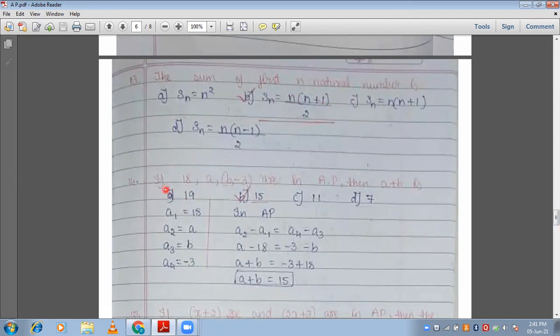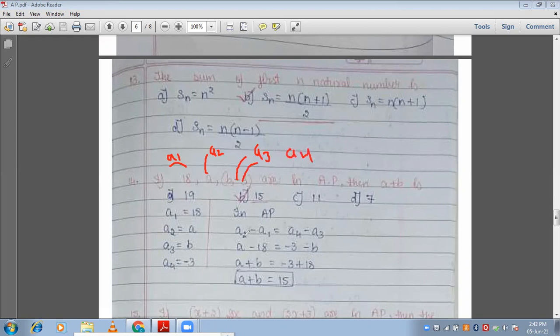14th question. If 18, a, b, minus 3 are in AP, then a plus b is dash. Yes, they have given four terms. a1 is 18, a2 is a, a3 is b, and a4 is minus 3.